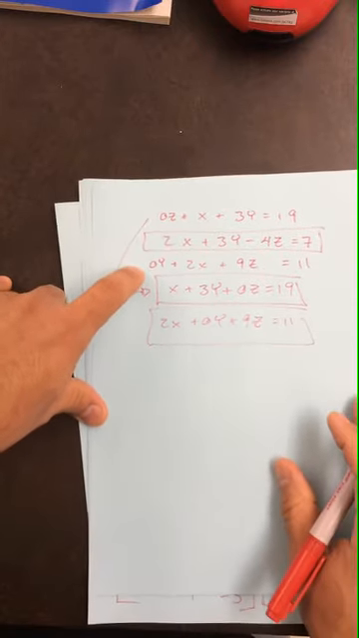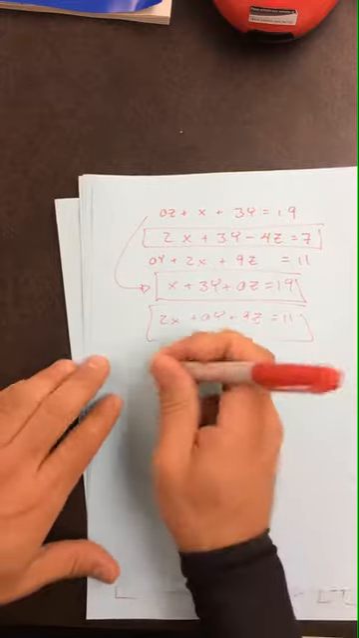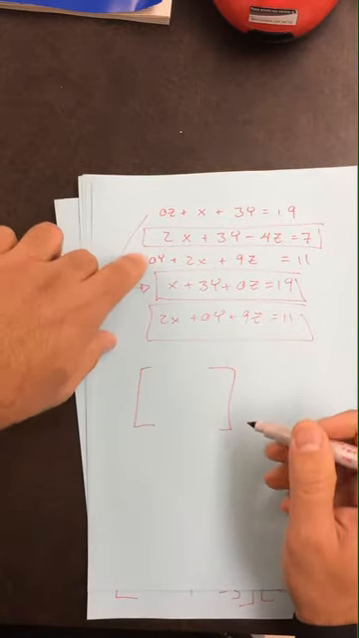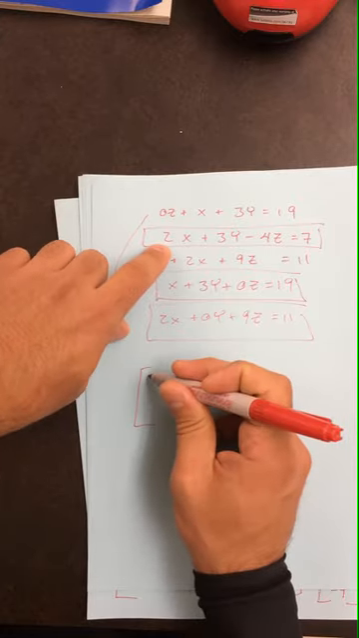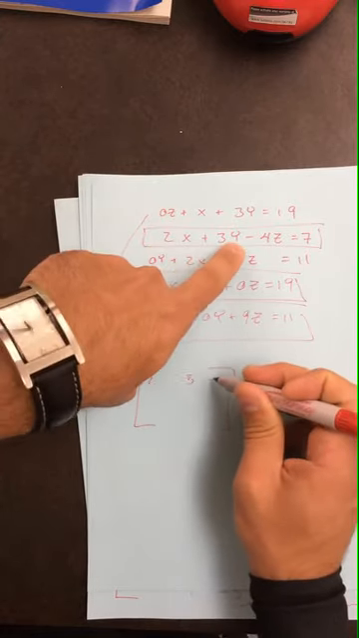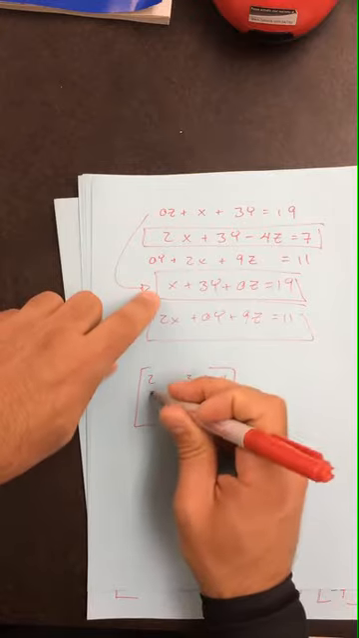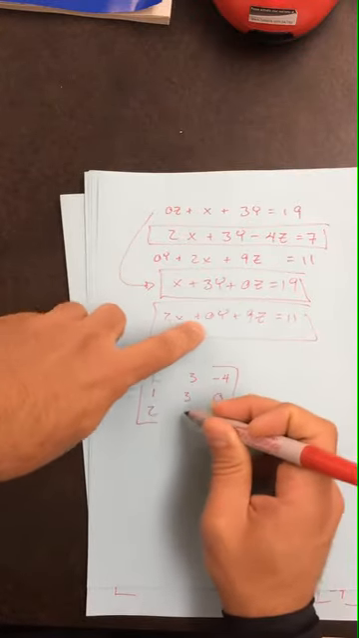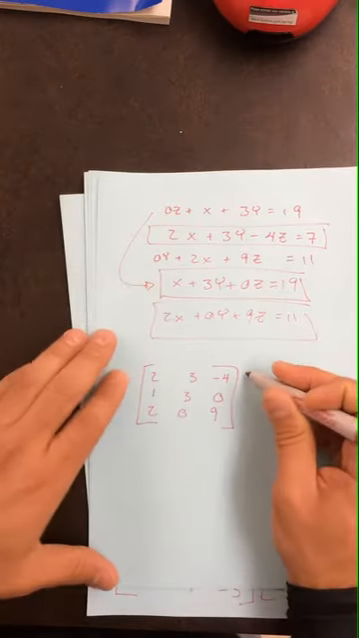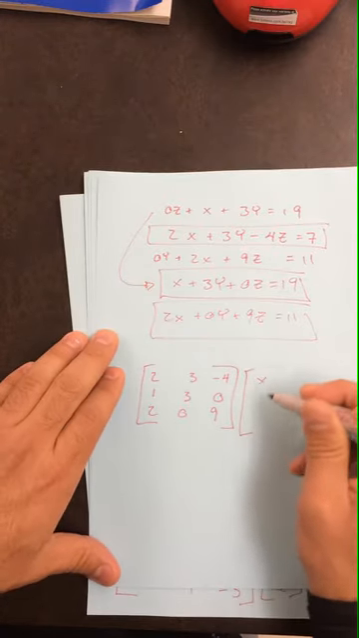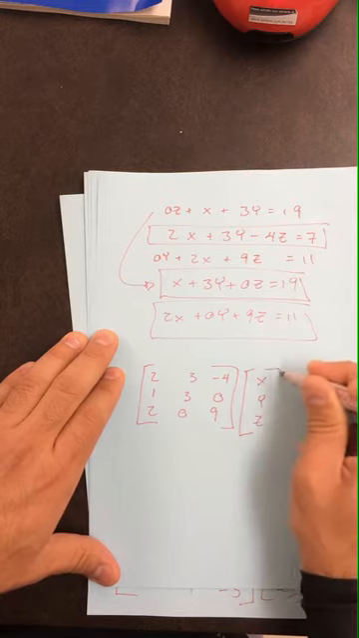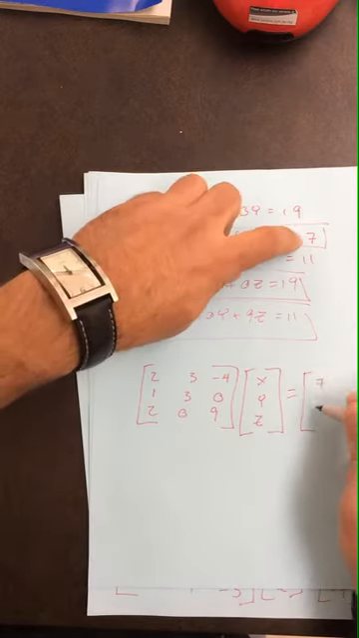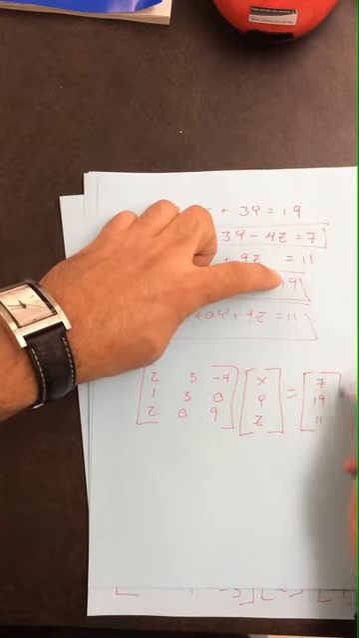It's really important that they're all in the same form. Otherwise, my numbers would not be in the right spots inside of my matrix. So my first one is my coefficients, which is going to be 2, 3, negative 4, 1, 3, 0, 2, 0, 9. Next one are my variables, which are x, y, z. And the last one is my constants, which are 7, 19, and 11.